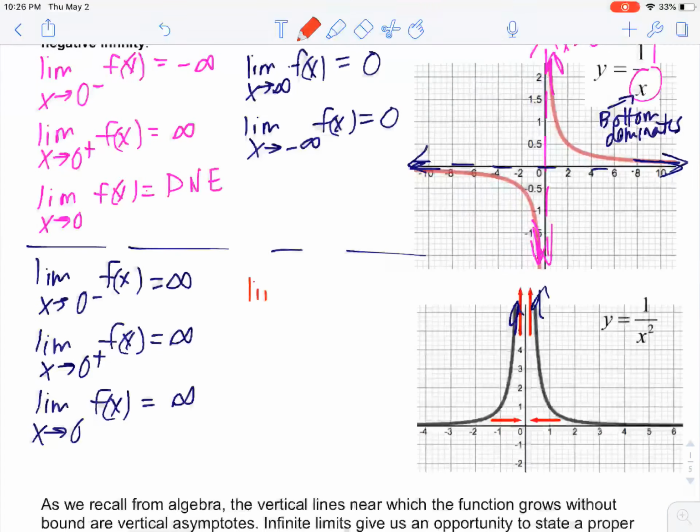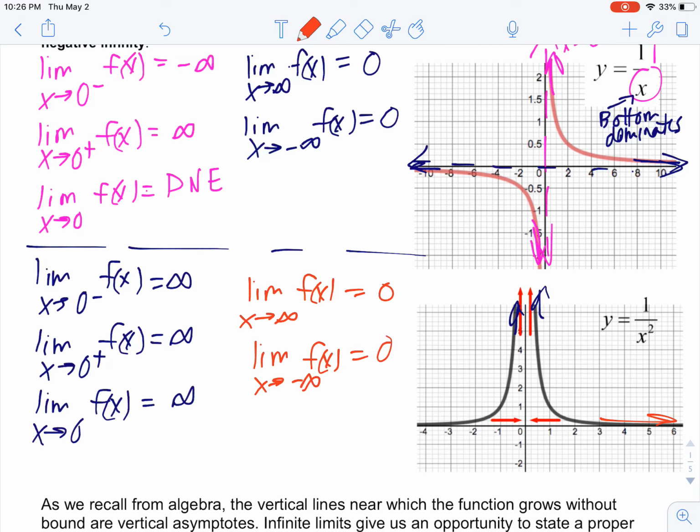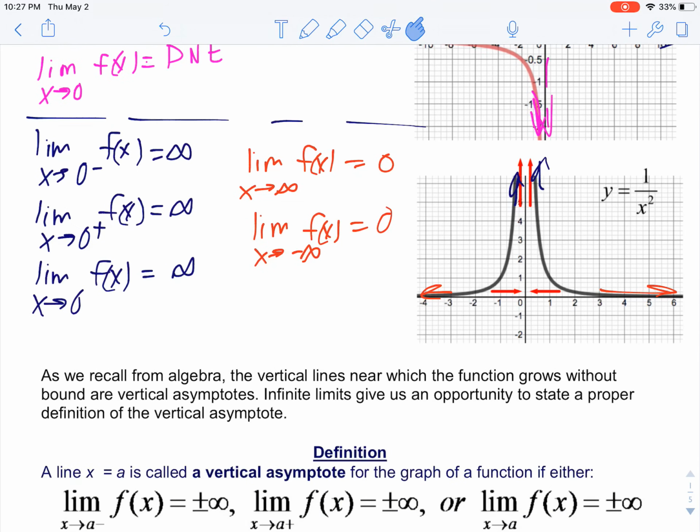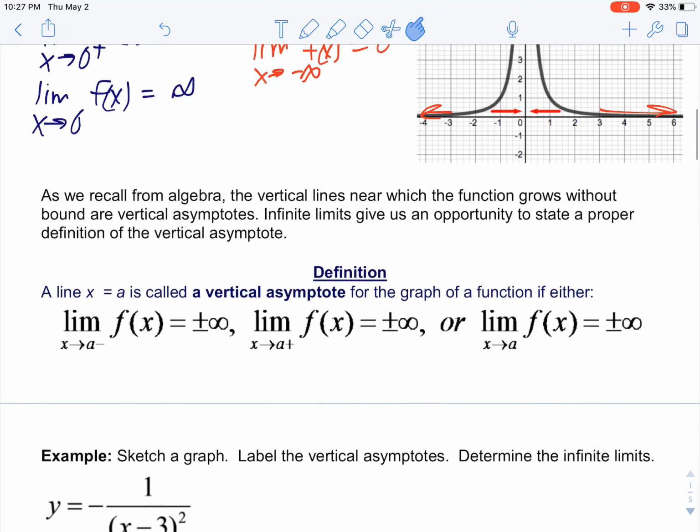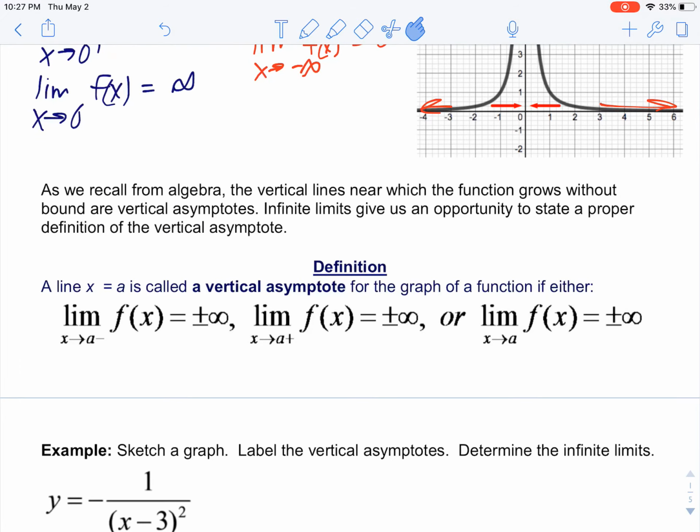All right, then the limit as x approaches infinity of f of x. Looks like we're approaching 0 again. Limit as x approaches negative infinity of f of x also looks like it's approaching 0. So that's how you would look at these graphically. Let's take a look at if we have to do these algebraically. We already talked about vertical asymptotes.